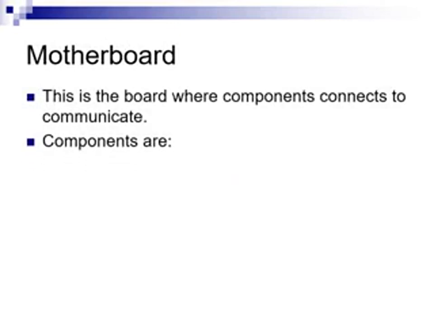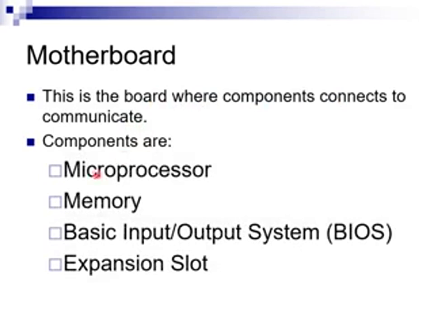Motherboard. The motherboard is the board where components connect to communicate. Components like the microprocessor are found on the motherboard, the memory is found on the motherboard, the basic input and output system, BIOS, all found on the motherboard. What is connected to the computer would either be an input or an output. Then the expansion slots, which we saw in the previous slide.